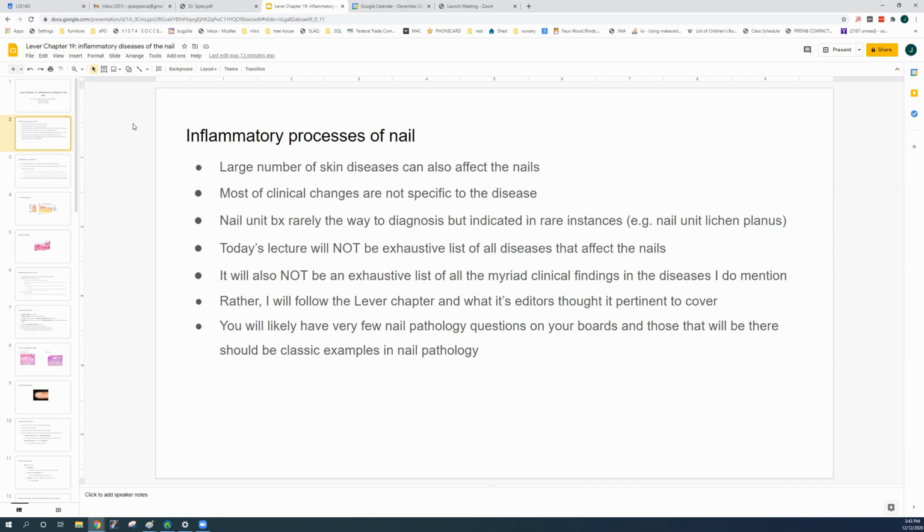Today's lecture will not be an exhaustive list of all the diseases that affect the nails. It will also not be an exhaustive list of all the myriad clinical findings in the diseases that I do mention. Rather, I'm going to follow the Lever chapter and what its editors thought it was pertinent to cover. You will likely have very few nail pathology questions on your boards, and those that will be there should be classic examples of nail pathology.